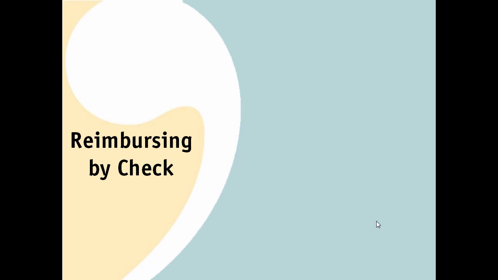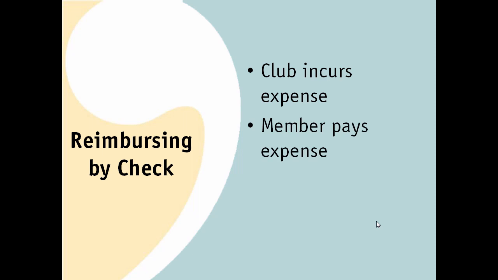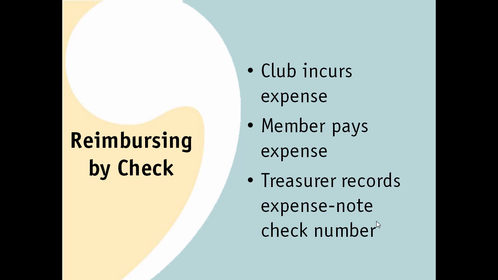Reimbursements sometimes get a little confusing because there's no specific reimbursement transaction. Instead, you record the expense as if it had been paid directly by the club. While you might write a club check, the check goes to the member who paid it rather than the group that provided whatever you are paying for. It works this way. First, your club incurs an expense and a member pays it, perhaps with his personal credit card. Your treasurer writes a check to the member to reimburse him, but it isn't entered as a check. It's entered as an expense using the expense form. You just make a note of the check number in the remarks field.